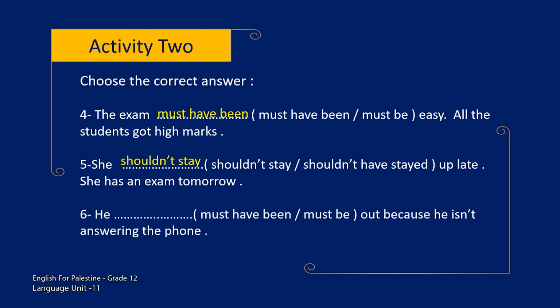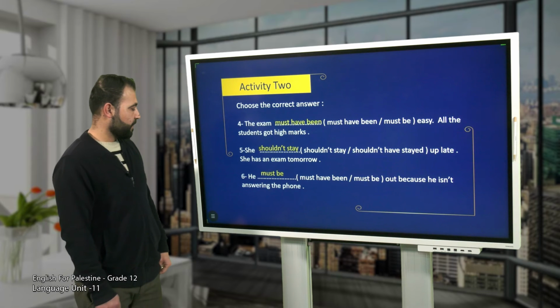Sentence number 6. He must have been or must be out because he isn't answering the phone. He must be out because he isn't answering. It also expresses present meaning.